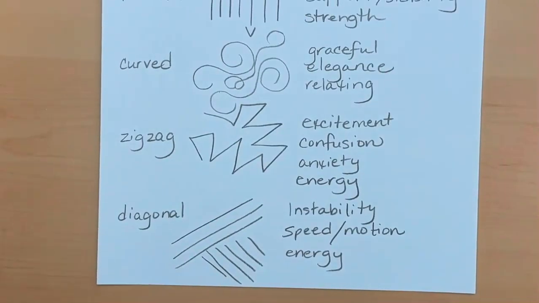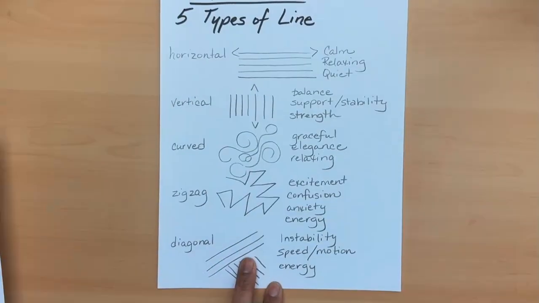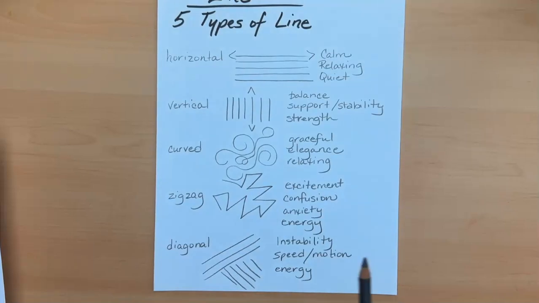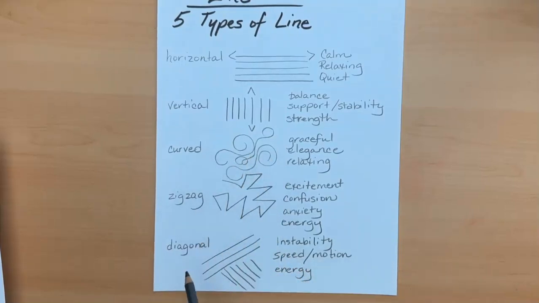So I'm going to zoom out so you can see all of the examples at once. So just remember that horizontal lines move from side to side, vertical lines up and down, curved lines change direction slowly, zigzag lines change directions at sharp angles, and diagonal lines are lines that are slanted.